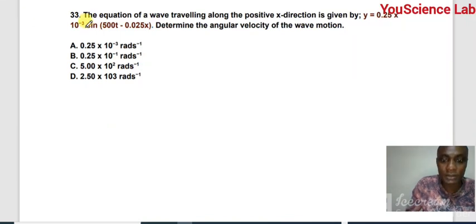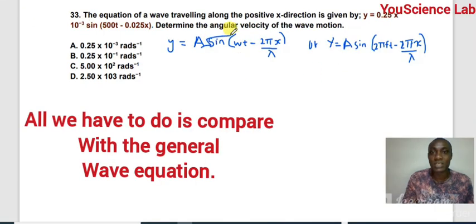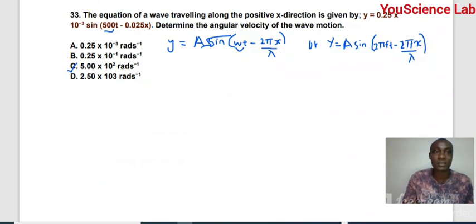Question 33, lambda. Here we are asked to determine the angular velocity, so we are going to focus on this. From here you can see where t is, so we'll just compare this with this. By comparing, you see that it's 500, and that will give us 5.0 times 10 to the power 2 radians. So that's the correct answer for that.